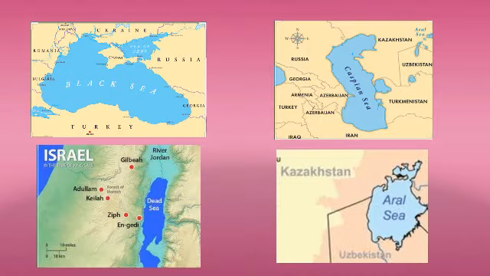Black Sea was named by the ancient Greeks, children. They called it inhospitable sea. The meaning of inhospitable is not providing good conditions for living or growing.